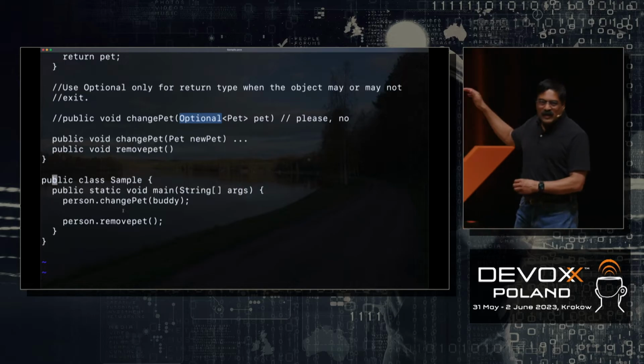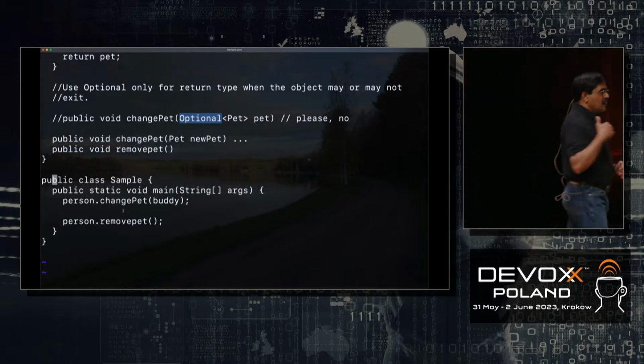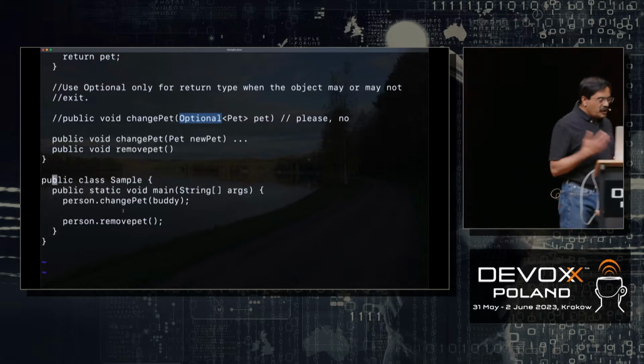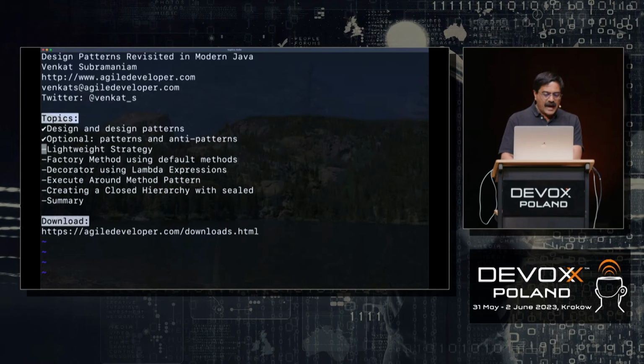But if it's a human-callable interface, be gentle, be kind to them, be humane to them, and so don't take an optional as an argument. That is generally a good practice to avoid as much as we can. So that's about an anti-pattern when it comes to using optional.